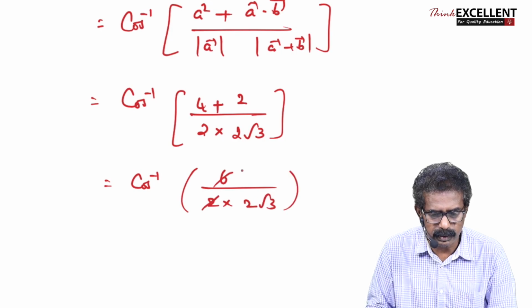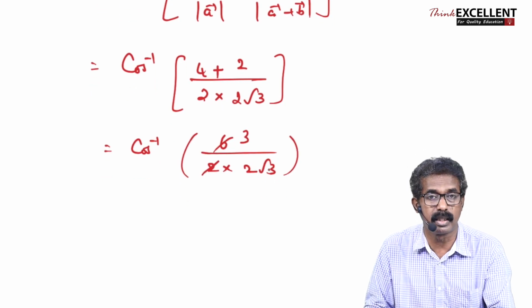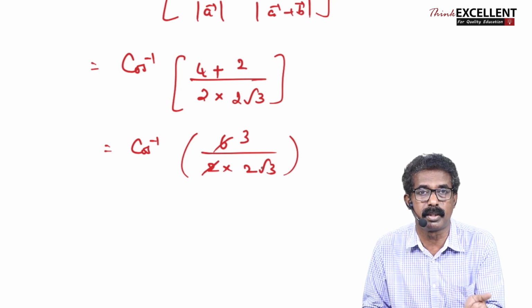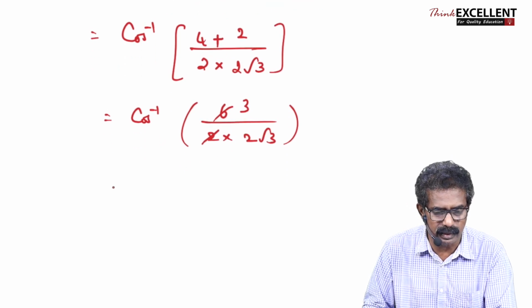So cancel 2 and 3. 3 and root 3 cancel, you get root 3, right? Because 3 can be written as root 3 into root 3. The 3 cancels, and one root 3 cancels.